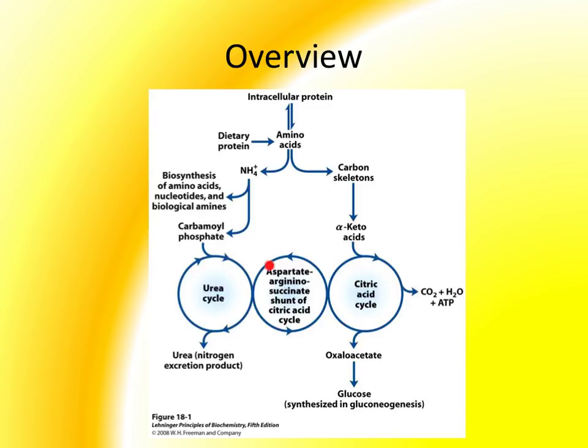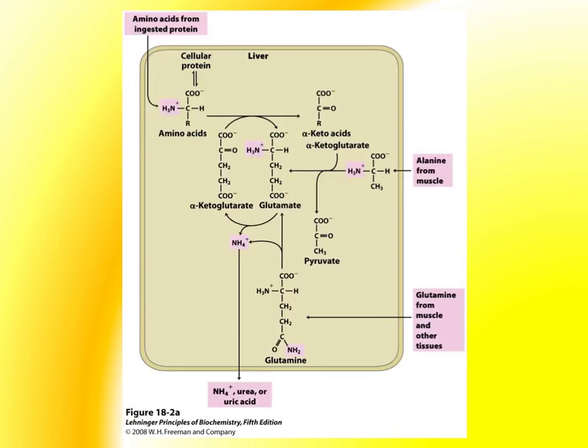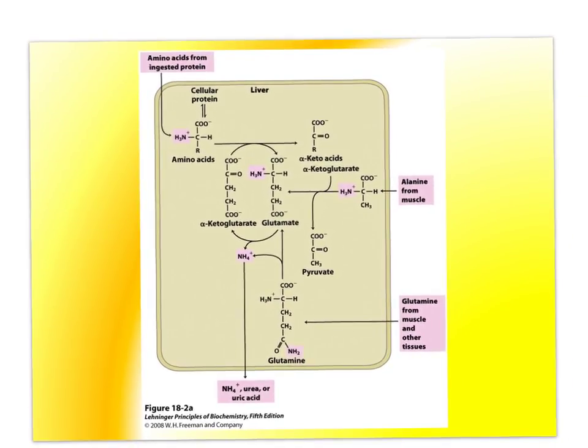But we're going to find out that it's not nearly as pretty as what this looks like. It's called the aspartate argininosuccinate shunt of the citric acid cycle, which is a mouthful. But once you see it, it's like, oh, okay, now it makes sense. Hopefully, once you see it, you'll say, now it makes sense.